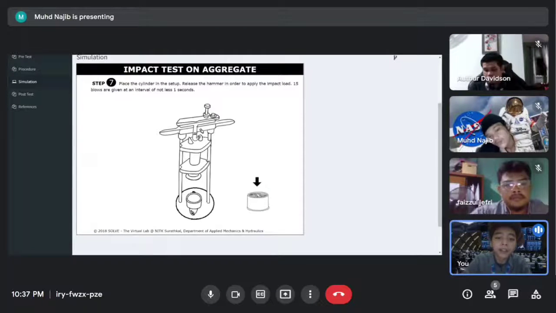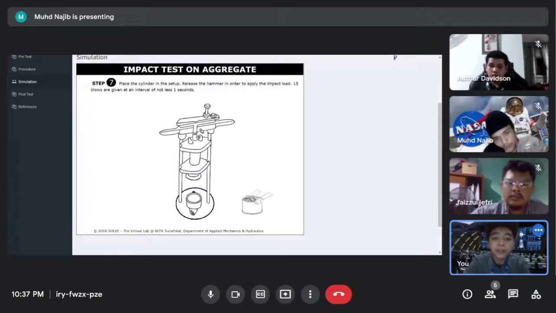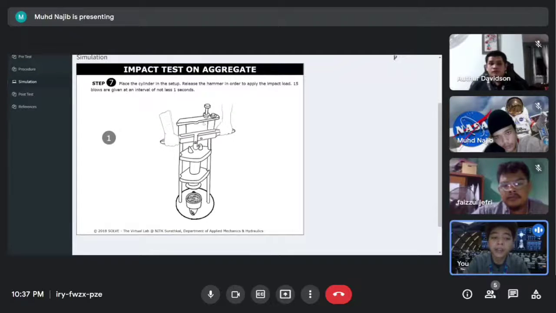Okay, so thank you, Arthur. Now I am going to continue on the procedure. As we can see from the visual, the hammer is raised until its lower face is 380 mm above the upper surface of the aggregates in the cup and allowed to fall freely on the aggregates. The test sample is subjected to a total of 15 such blows, each being delivered at an interval of not less than 1 second.